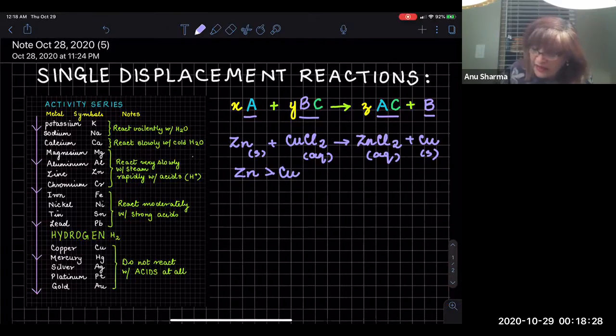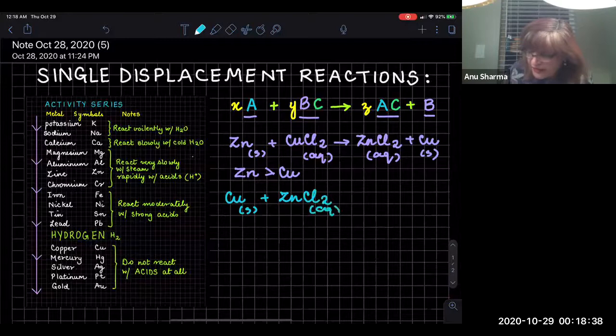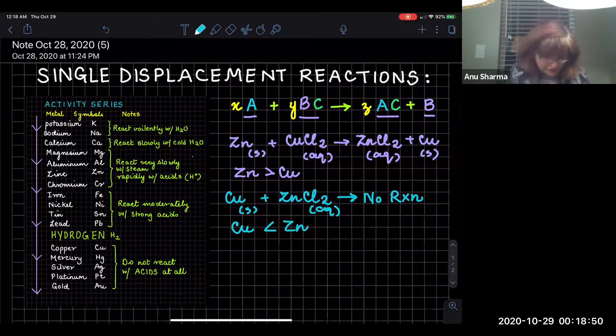On the other hand, is copper going to react the same way? No. If you take copper as a solid and you mix it with an aqueous solution of zinc chloride, there is going to be no reaction, because copper is below zinc in the activity series. So this is one piece.